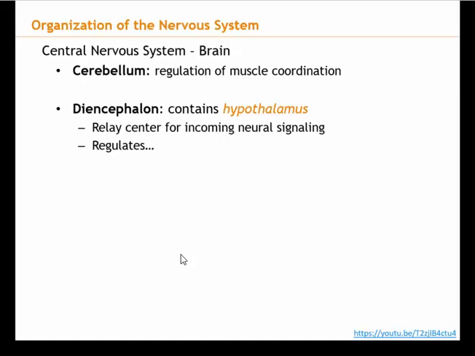Next is the diencephalon. This contains the hypothalamus. So what is the hypothalamus? It lies just below the thalamus, and it relays information about bodily sensations to the motor cortex. This is where nervous and hormonal system interactions take place. It's called the homeostatic center. So the hypothalamus, what does it regulate? It regulates thirst, temperature, water balance, and hormone function.